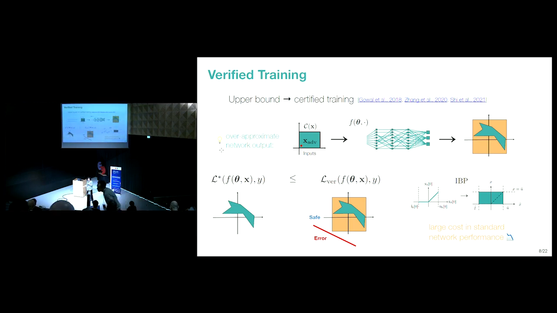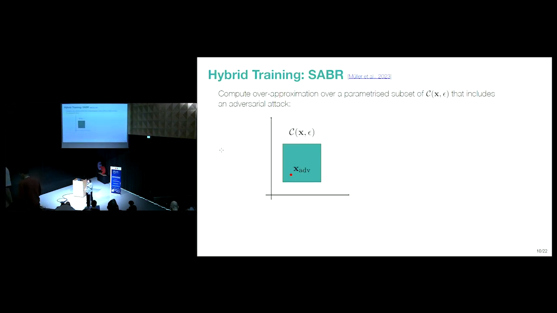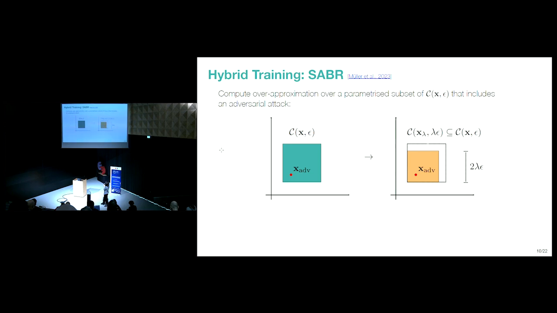So there's a pretty large cost in standard performance. So what this work is about, at least the first of them that I present, is overcoming this sort of limitations of training through over-approximations. The starting approach is a paper from ETH from 2 years ago, and they have a pretty simple idea, which is instead of computing the over-approximation over the entirety of the input set, they propose to instead do this over a subset that's, as long as the subset contains an empirical attack, they argue that this is good enough.